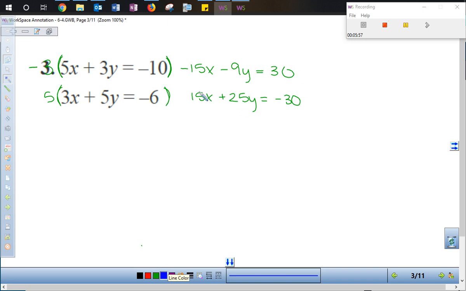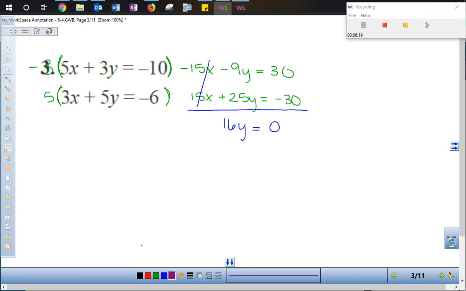Now if I look at my two brand new equations, I do have a variable that has the same coefficient and different signs, so they'll cancel out. So let's add them together. 15 and negative 15 cancel out. Negative 9 plus 25 should give me 16y. And then 30 and negative 30 cancel out and give me 0.